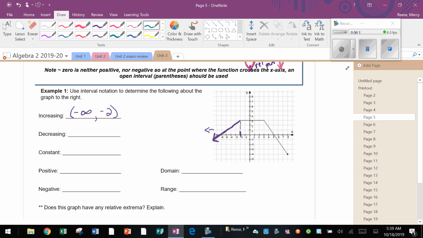Where is it decreasing? Okay, so I'm going to say right here. And this is from 3 to, like, it just keeps going, right? It just keeps going down. So from 3 to, oh, you know what? I just realized that is not an arrow, is it?